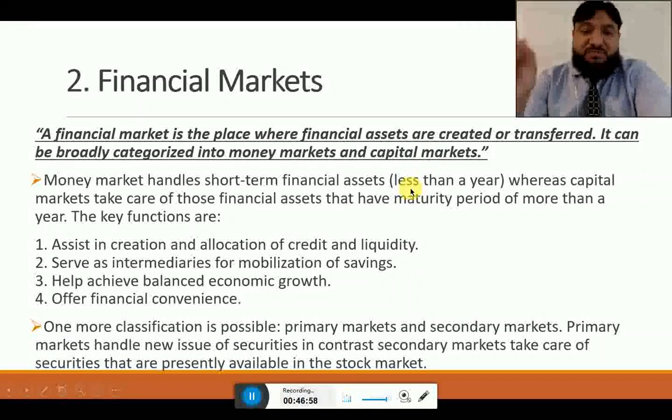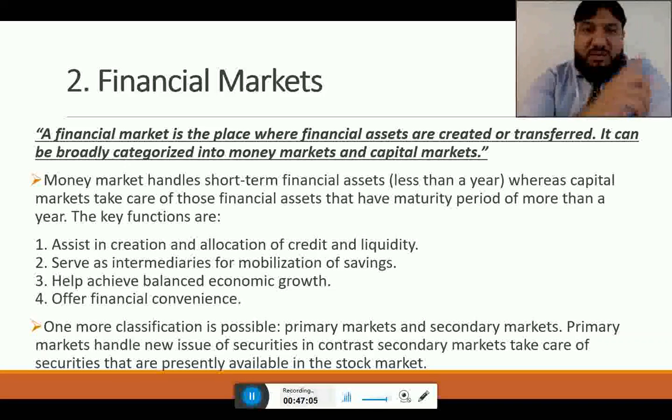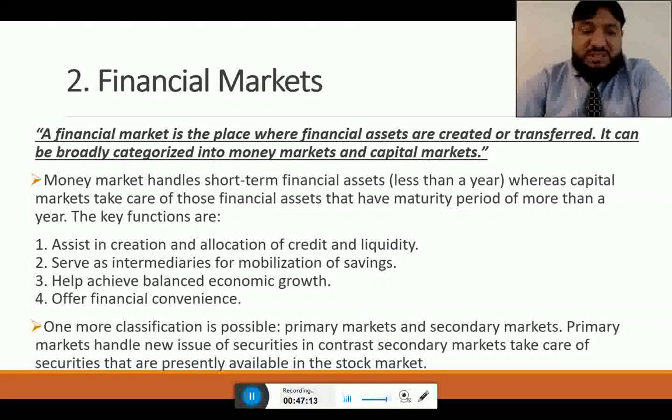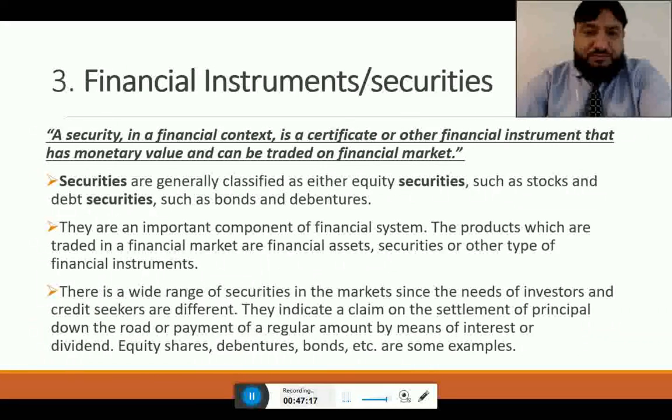So there is the financial market, the money market, and the capital market. Within the money market, there is the primary money market and the secondary money market. Within the capital market, there is the primary capital market and the secondary capital market, right? We'll discuss this in detail in upcoming lectures, inshallah.